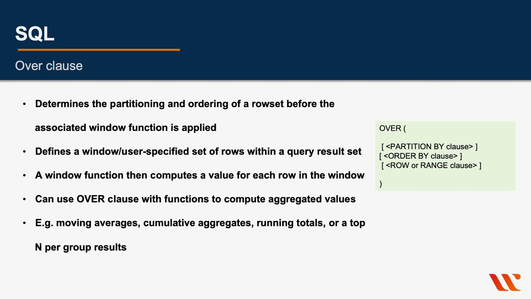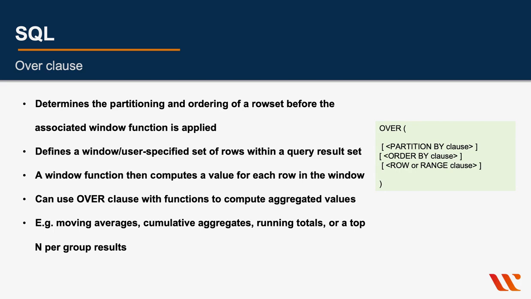Now the real magic of what's called the window functions is actually the frame of data that it can see when using the over clause, and then its partition by and order by frame clauses. You need to remember that the windowing clauses are always considered last in the query, meaning after the where clause. So this determines the partitioning and ordering of a row set before the associated window function is applied.